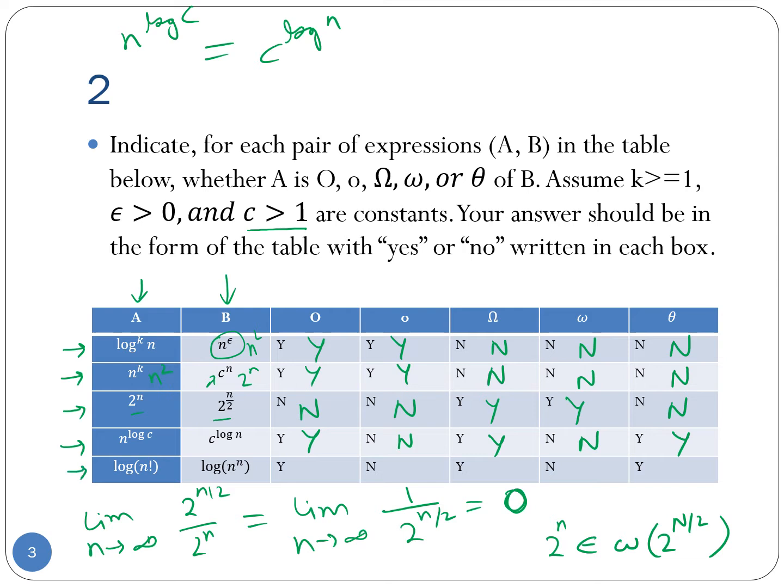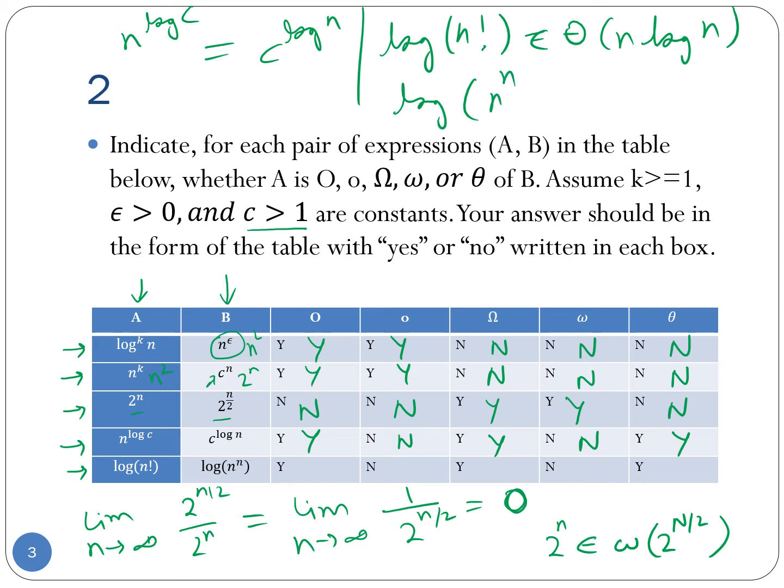And finally we have log n factorial compared with log of n to the power n. Now recall, even in this question, as a hint, one of the results that was presented was log of n factorial is theta of n log n. Now notice that this log of n to the power n is basically n log n from the property of logarithm, and therefore this log of n factorial belongs to theta of log of n to the power n from this relation over here. Okay, so this is going to be theta.